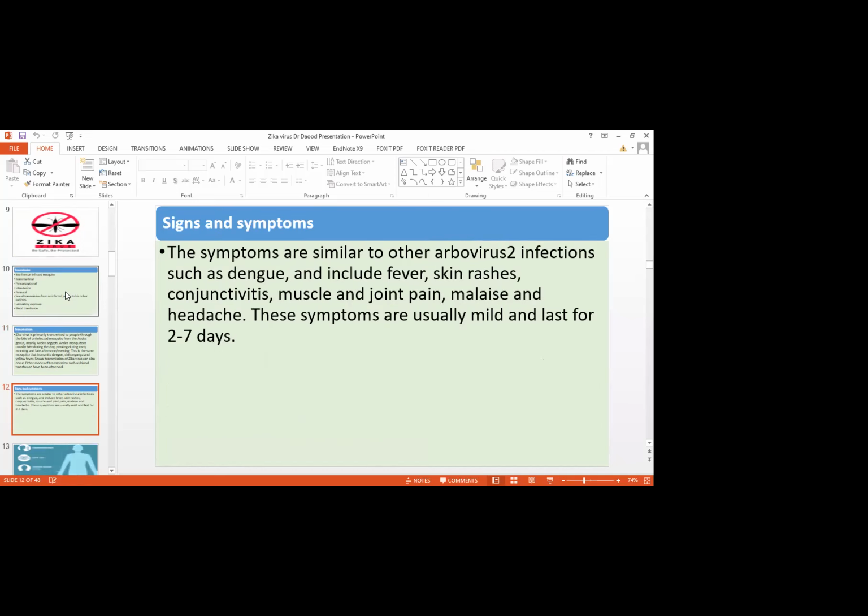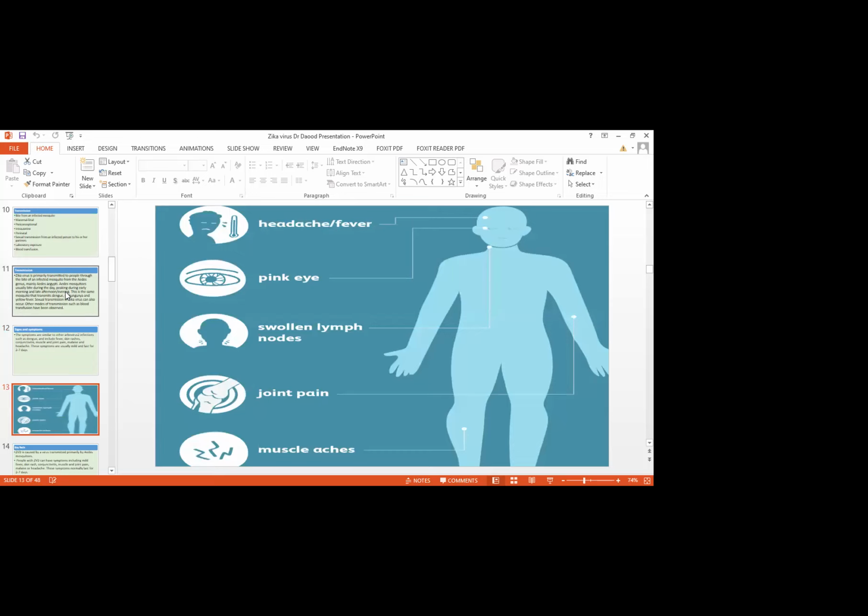Signs and symptoms. The symptoms are similar to other arbovirus infections such as dengue and include fever, skin rashes, conjunctivitis, muscle and joint pain, malaise, and headache. These symptoms are usually mild and last for a few days, like 2 to 7 days. This is a pictorial presentation of the signs and symptoms: headache, pink eyes, red conjunctivitis, swollen lymph nodes, joint pain, and muscle pains.